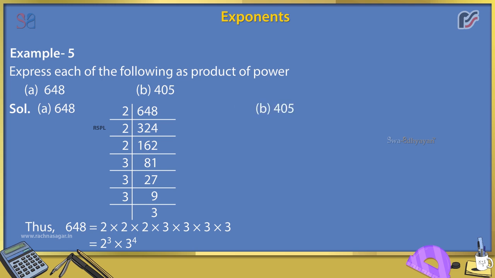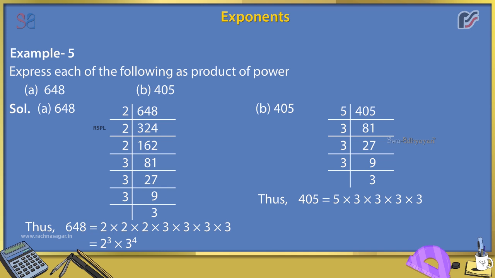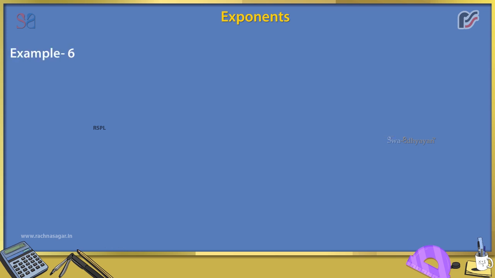B. 405. On dividing 405 by 5, we get 81. On dividing 81 by 3, we get 27. On dividing 27 by 3, we get 9. On dividing 9 by 3, we get 3. Thus, 405 is equal to 5 × 3 × 3 × 3 × 3, which is equal to 5^1 × 3^4, which is equal to 5 × 3^4.